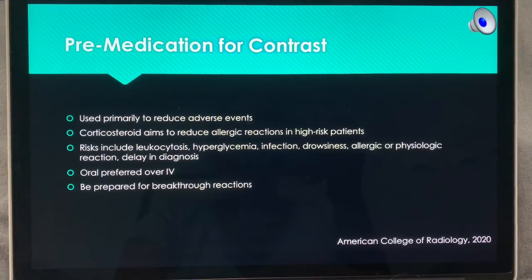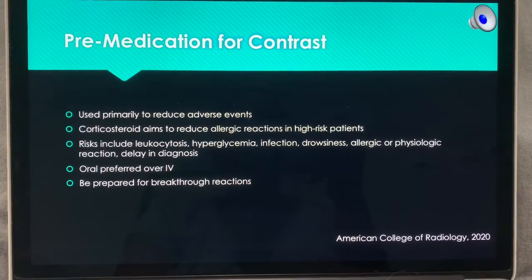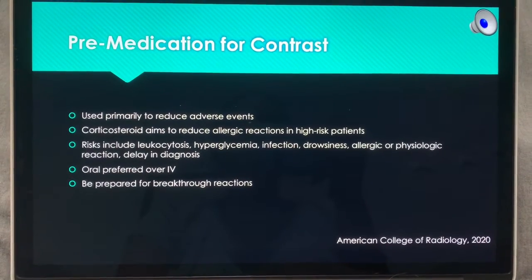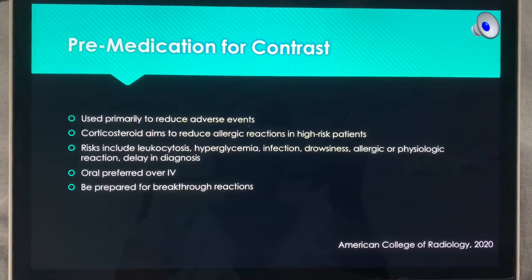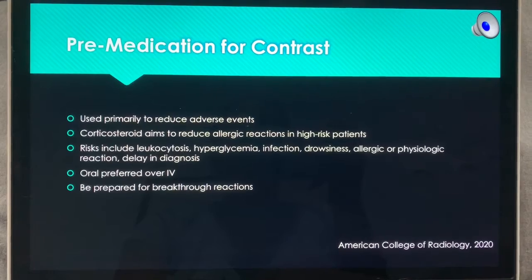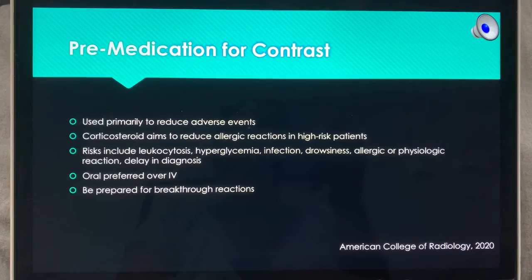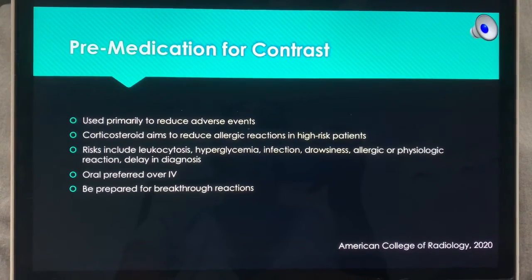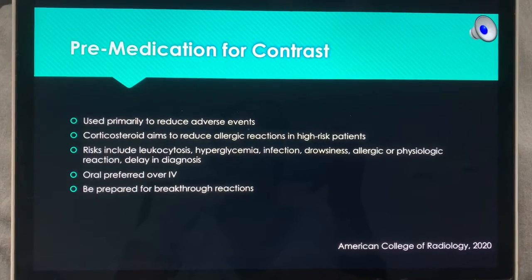Oral medication is preferred over IV prior to the CT scan, and the radiology technologists should be prepared for breakthrough reactions. Some of the breakthrough reactions could include nausea, vomiting, fever, drowsiness, and headaches. Severe delayed non-cutaneous contrast reactions, while extremely rare, have been described, including severe hypotension and cardiopulmonary arrest. However, at least some of the events may have been due to etiologies other than ICM.